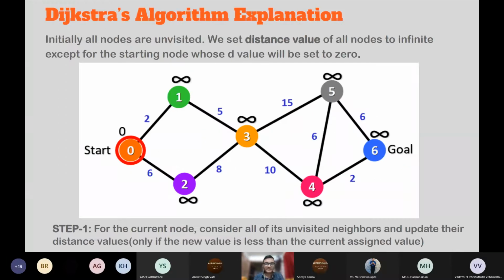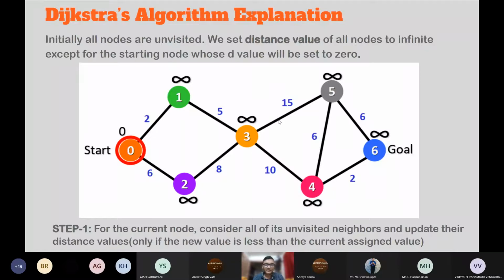So now I will be explaining the actual steps of this algorithm with a simple example of this graph. First of all, let me explain what the distance value is for a particular node. It is a value which represents the total distance required to travel from the starting node. For example, let's say we travel from node 1 to node 0 to node 3. So the distance value will be 5 plus 2, that is 7.